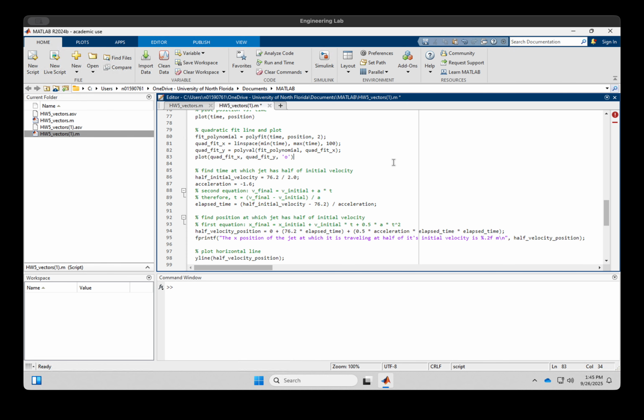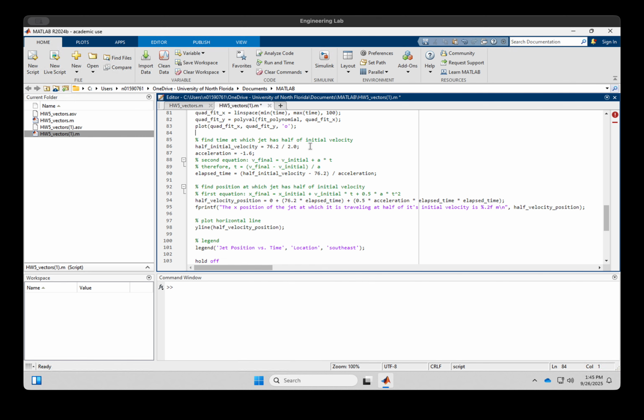The instructions say to do it with the O, the line specification or whatever.